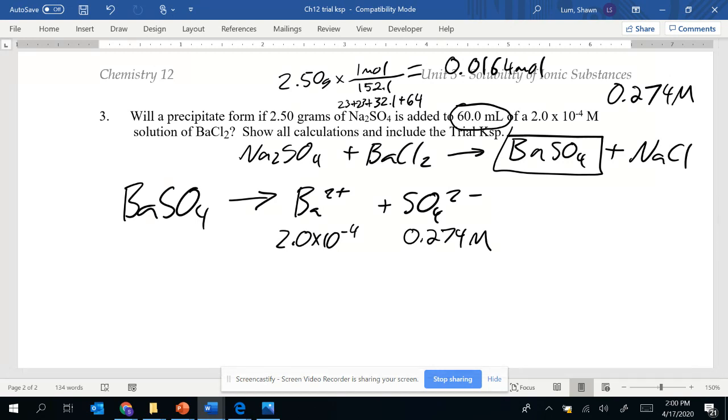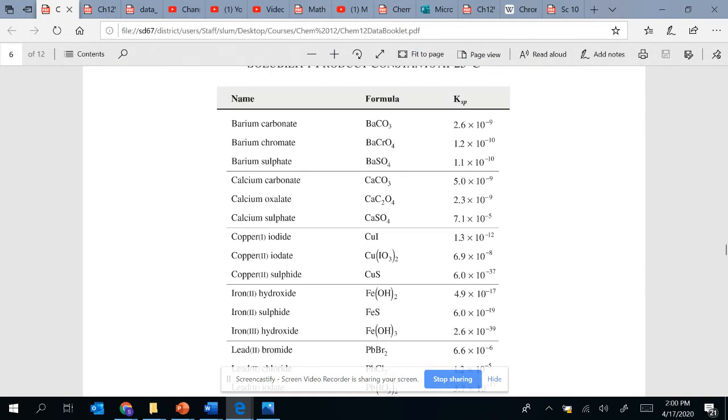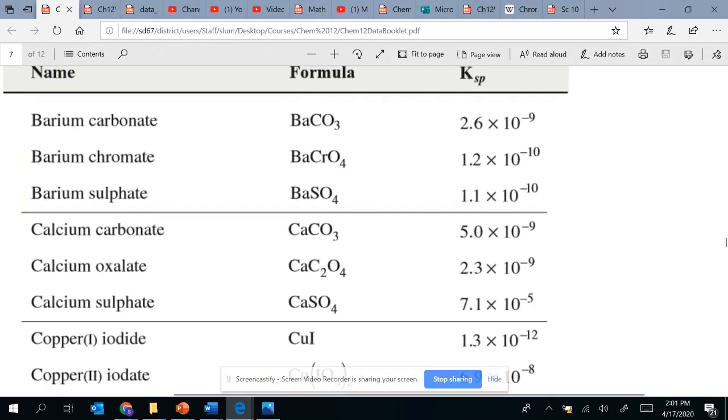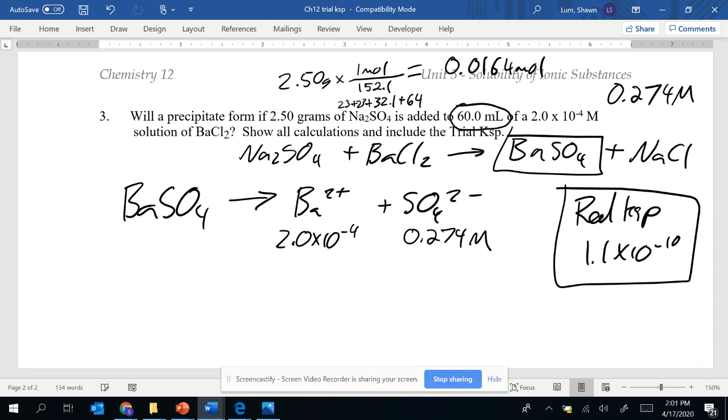Okay. I'm going to look up real KSP. Real KSP is, let's look that up together. We say barium sulfate is 1.1 times 10 to the minus 10. It's right there. So real KSP is 1.1 times 10 to the minus 10. Just like that. Now I'm going to calculate trial KSP.